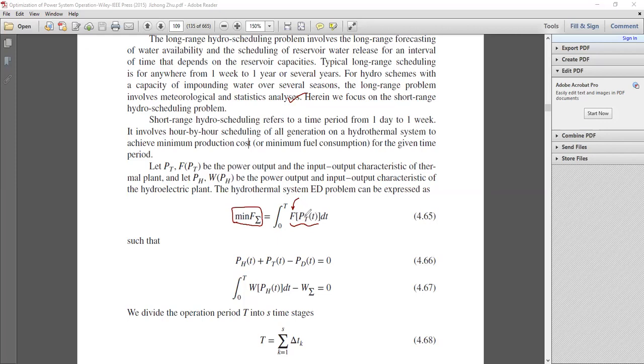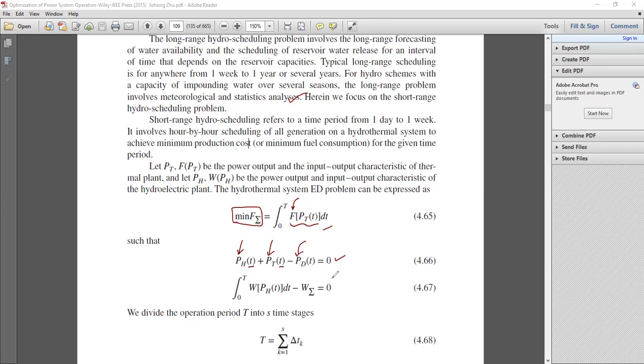PT is the real power output from the thermal station at a specific time t. So if we want to get the whole cost function, then we have to integrate from 0 to the time spent under our consideration. So this was the objective function, and besides this we also have to consider the equality constraints. One equality constraint is that the real power output from the hydro and the real power output from the thermal at any specific time t, the summation of that should be exactly balanced by the demand. Of course, we are not considering any loss here.